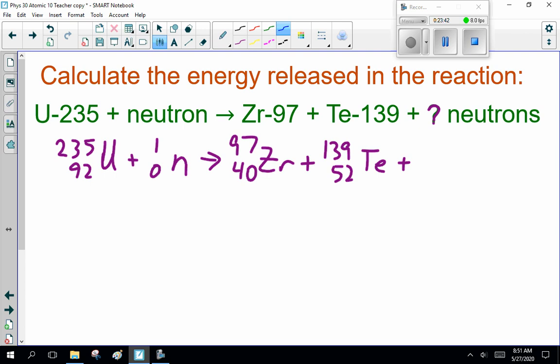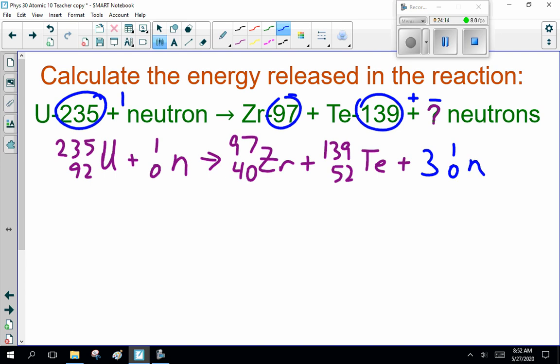Now, someone will point out we don't actually have to do all these steps because 235 and 1, 97, 139 plus something. But do it, because we could have an alpha particle being given off or a proton being spit out or something. So I want you to be able to do the balanced reaction right off the bat. So 235 and 1 is 236. 97, that is a difference of 3. Double check my math because I'm getting old, but I think I'm right.